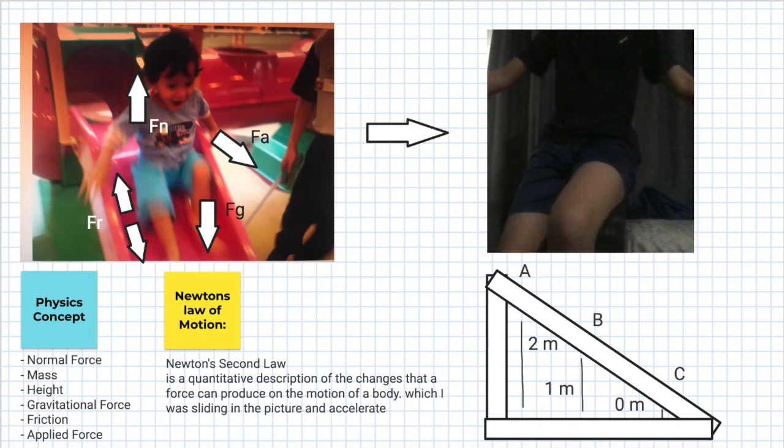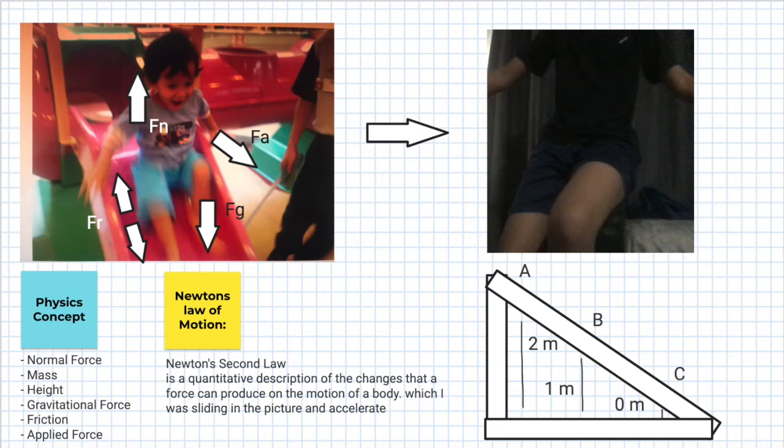We can analyze the free body diagram. In these photos, the normal force is heading up. It is shown on the arrows that point up, and the gravitational force is the opposite of the normal force, which is pointing down. And next, for the friction, we can see that there is friction between me and the slide while I was going down.